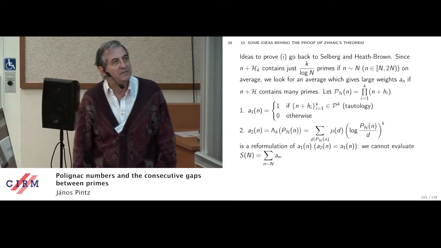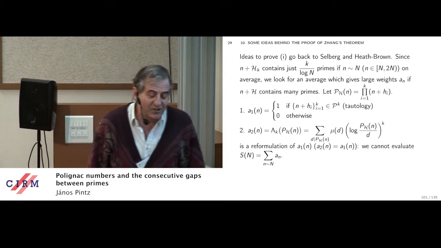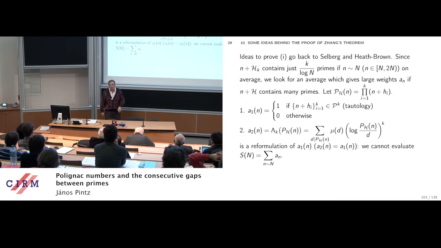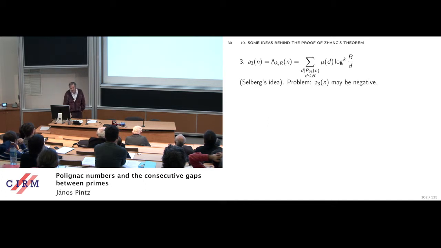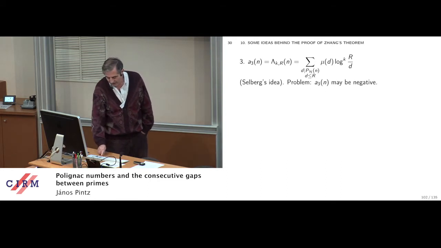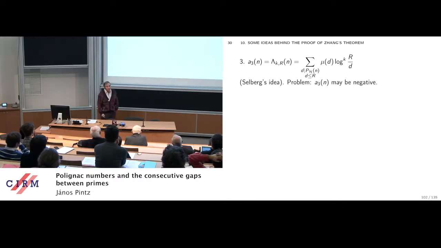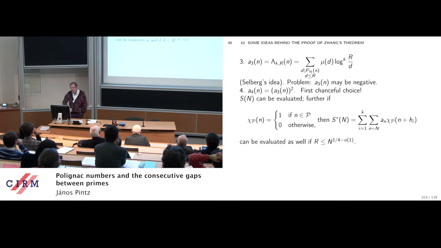Now we go a little bit further with this tautology, and if we consider this expression, then this is actually an analytic expression for the same tautology, apart that prime powers are allowed as well. So it doesn't seem to be useful. Now if we go a little bit further and we cut this expression at some value of r, this was Selberg's idea, then the situation improves, but the problem is that the positivity disappears. Now this is still Selberg's idea, naturally, to take the square of this weight, and then we have positivity as well.